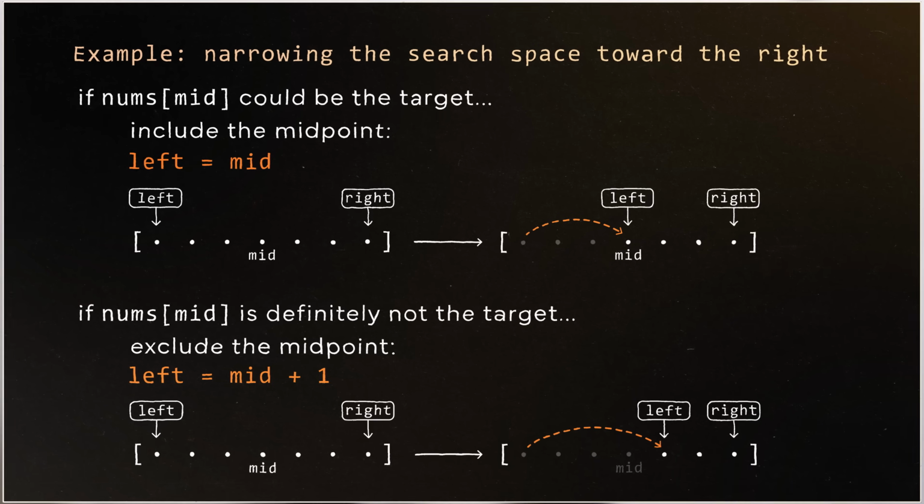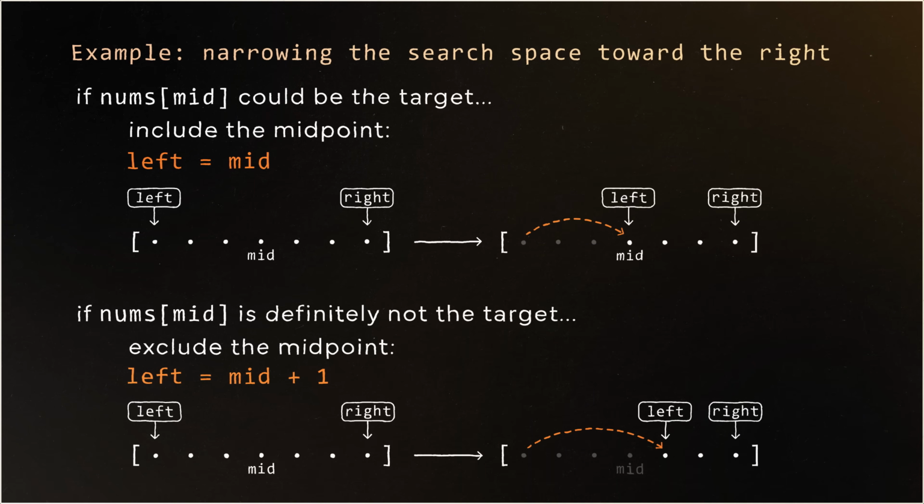The only time when we really need to exclude the midpoint is if we're absolutely certain that the midpoint is not the answer we're looking for. Otherwise, if it's possible the midpoint could be the answer, then it's important to include it as we narrow the search space. Now let's talk about the exit condition.